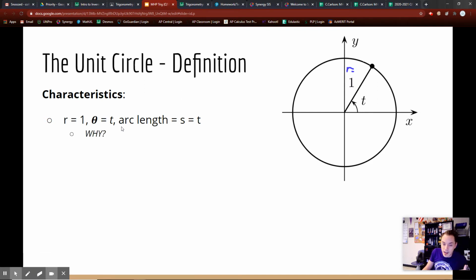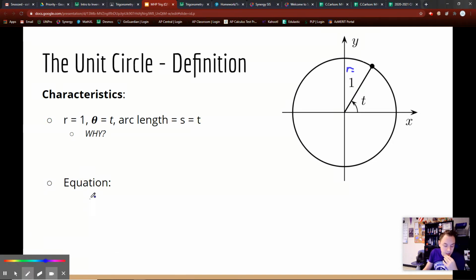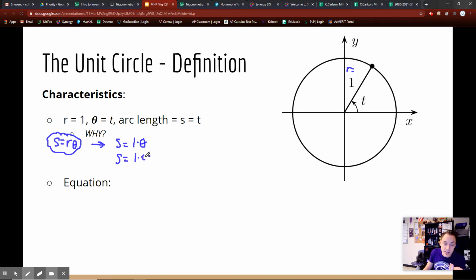Now, why is that? Remember our arc length formula? Before we get to the equation of this, my arc length formula is r times theta, okay? Now, if my r is 1, and then I times theta, and then theta equals t, so that means s equals 1 times t. That means s equals t.